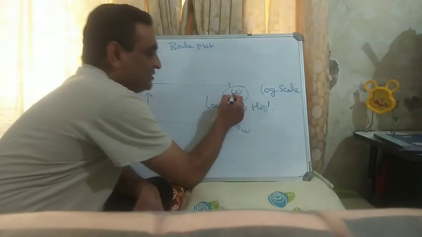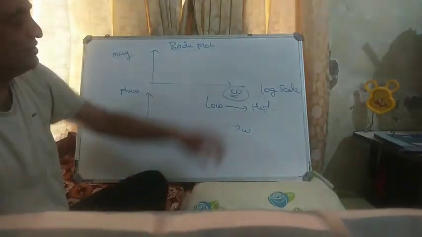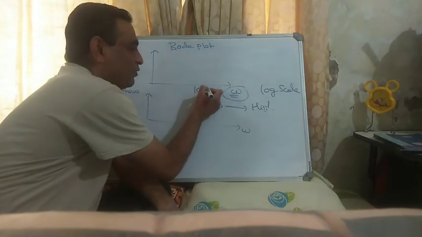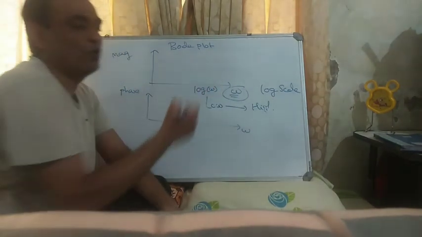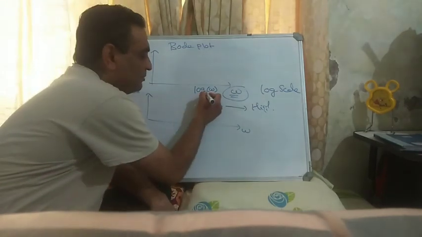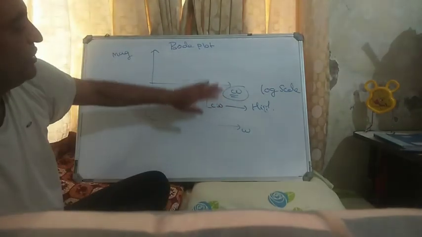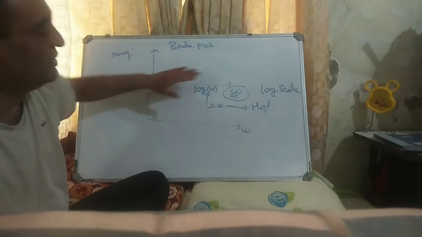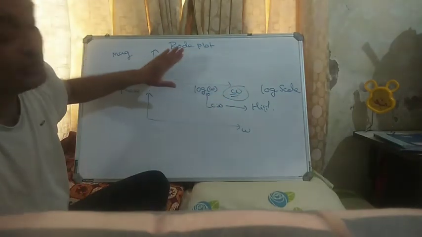So this component ω is not a linear component; instead of ω, I will plot log ω. And naturally the base is 10. By default the base is 10. So log base 10 of ω is my frequency scale.